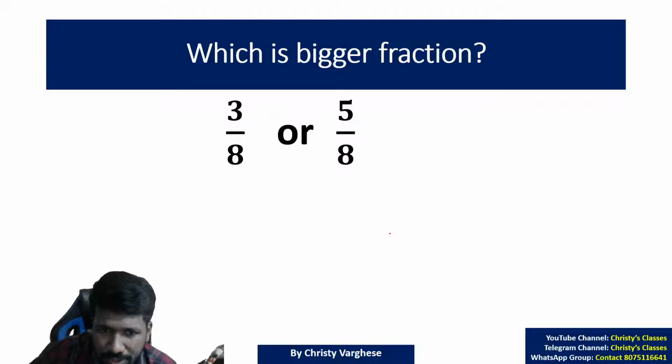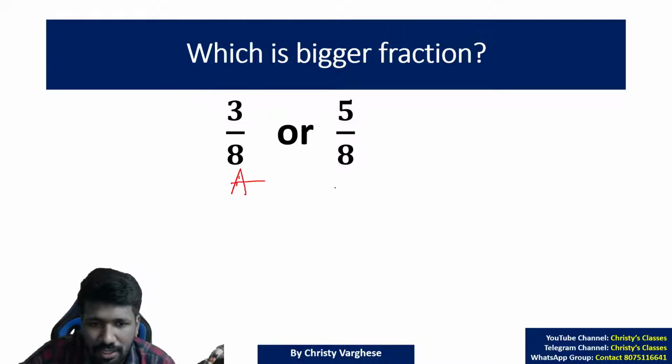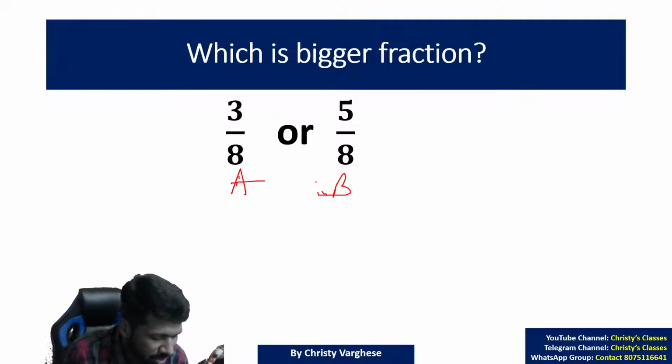What if it is not same, like this? Yeah, here also it is same. Tell me, the first one, this is A, this is B. Which is bigger? Please tell me, which is bigger fraction?